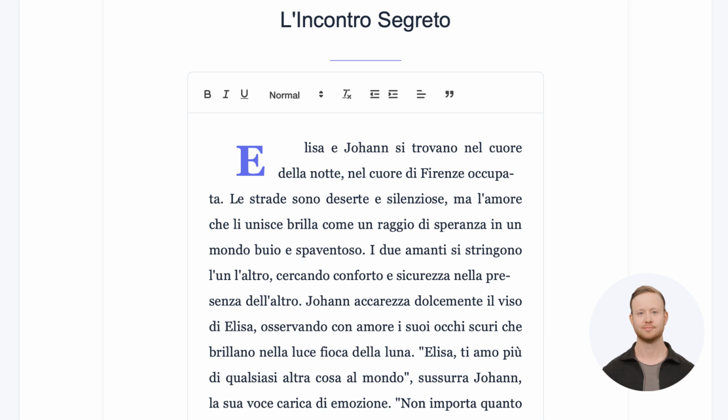Practical exercise. Write three chapter endings using different cliffhanger techniques: one action, one revelation, one emotional. Analyze which one works best for your story and how you can improve it.